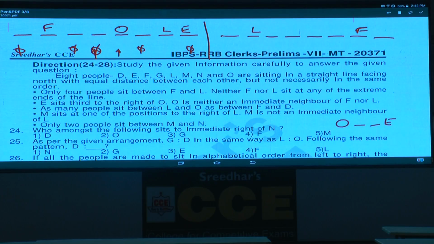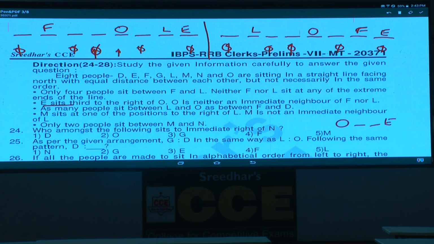O is neither an immediate neighbor of F nor L. And similarly here also O cannot be here and O cannot be here. And O cannot be in these 2 places as well. Then tell me O cannot be here as well, because if O is here, then E and F must be in the same place, which is not possible. Hence O is here, E will be here. Done with this? In both the cases E must be at the right end.